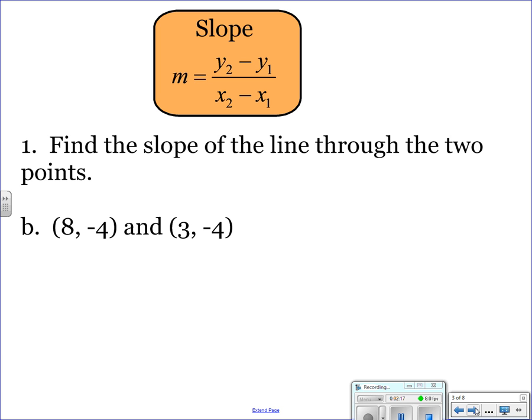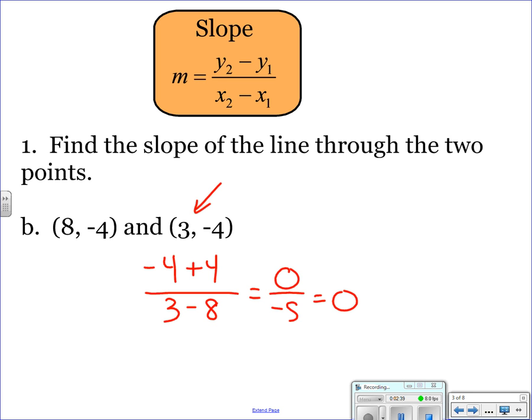Now B. Okay, again, remember y is on top. -4 minus a -4. I don't know which one I started with because they happen to be the same thing. Let's say I started with this one first. So then that's going to be 3 minus 8. I get a 0 over a -5. 0 divided by any number is 0. So just remember that's a straight horizontal line or a y equals line. What does y equal? Hey, y equals -4. Like I'm getting equations and lines. I'm getting ahead of myself.